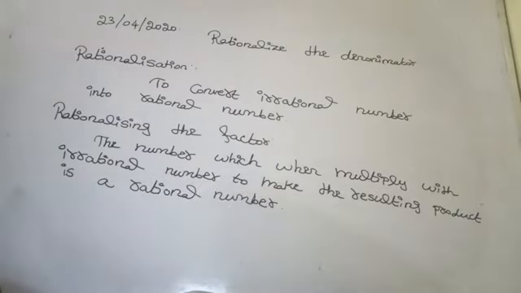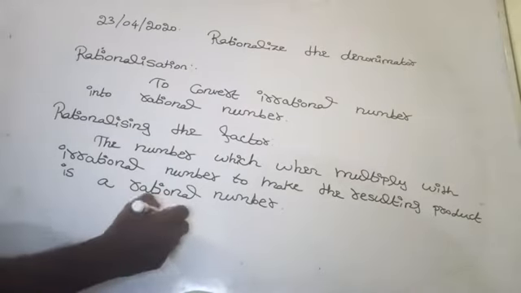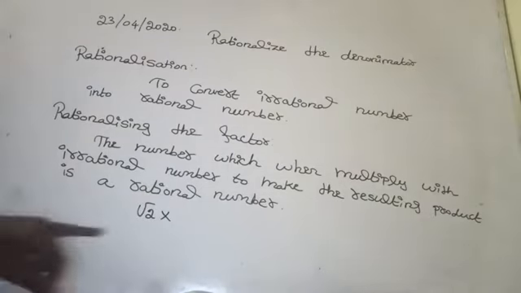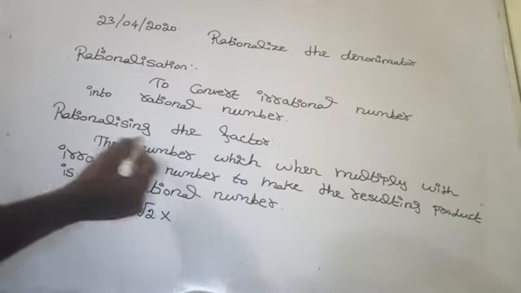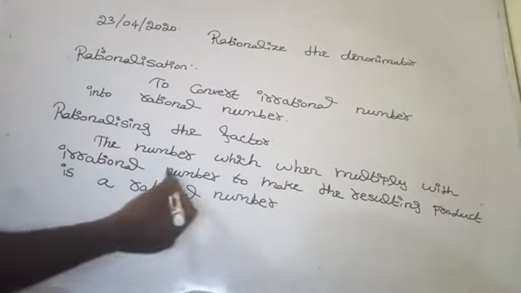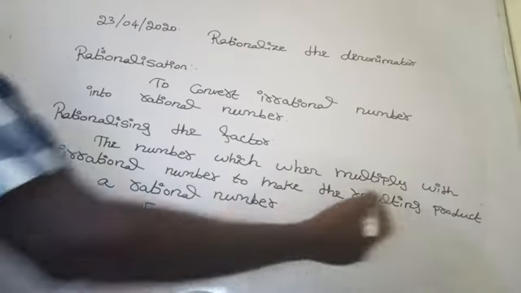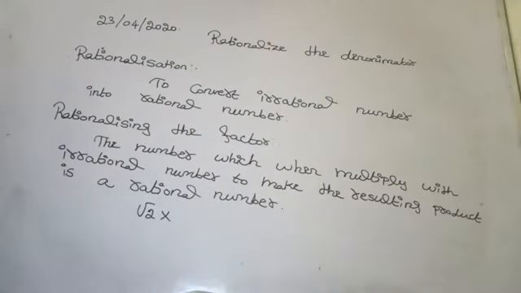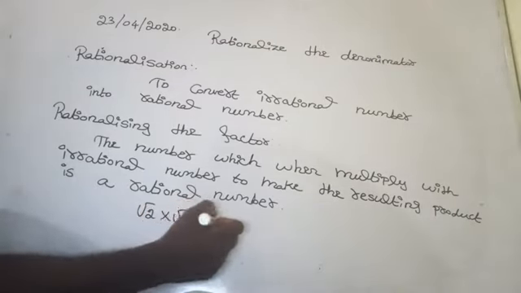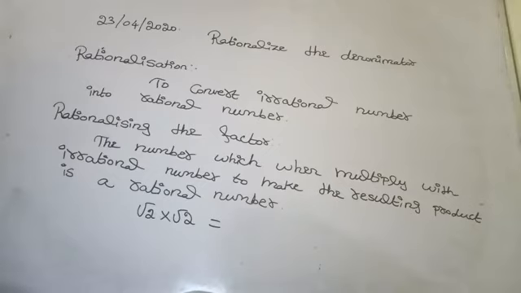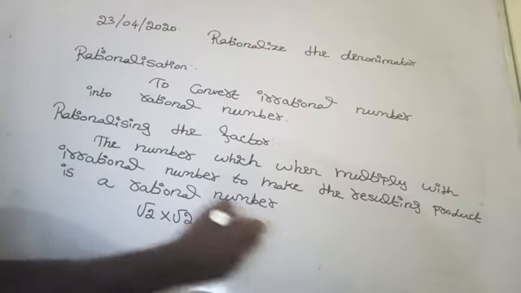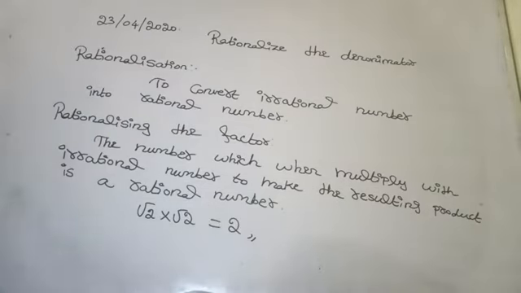Am I right? For example, if you are having root 2, root 2 is an irrational number. By which number is it multiplied to get the product as a rational? Very simple, dear. Root 2, because we know that root 2 into root 2 is 2, which is a rational. Are you getting it or not?